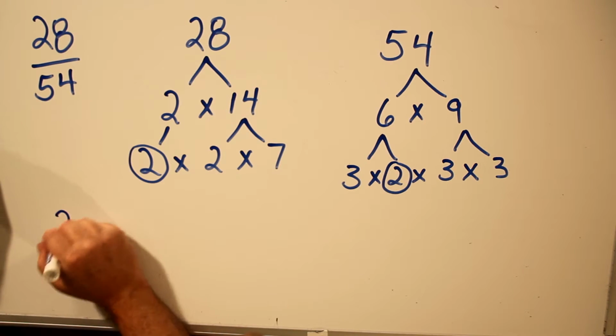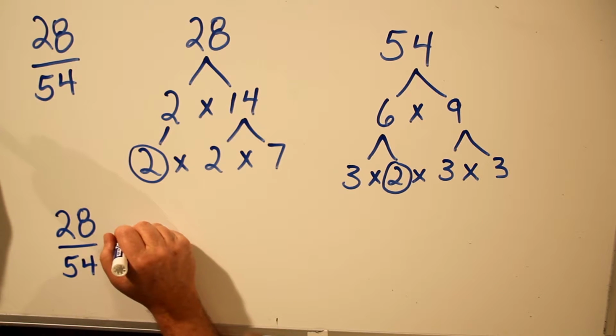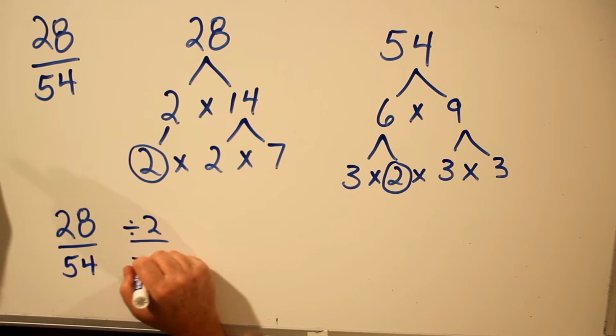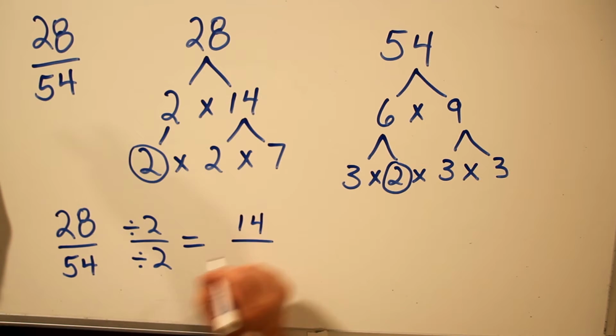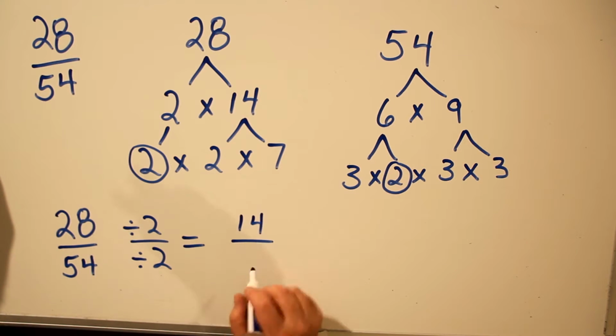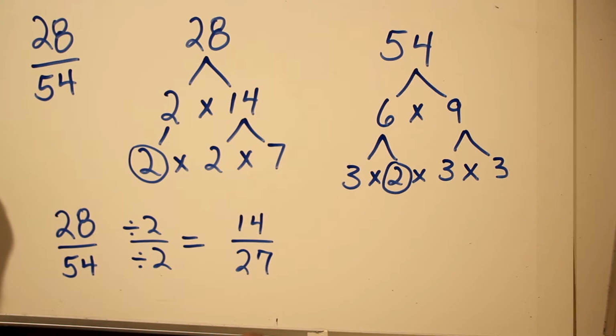How do we make it in simplest form? We simply divide by all the common factors, in this case 2. And when we divide 28 by 2, we get 14. When we divide 54 by 2, we get 27. And 14/27 is in simplest form.